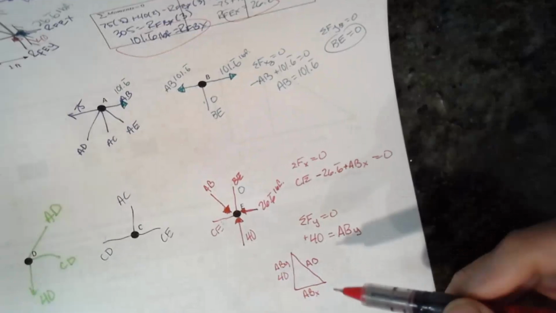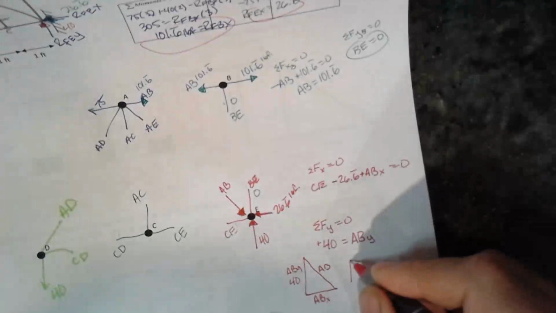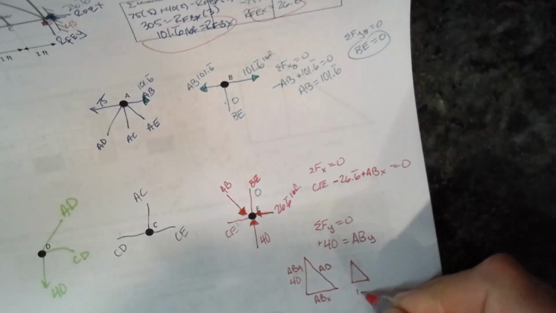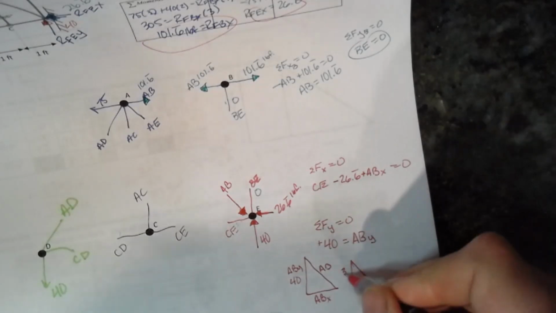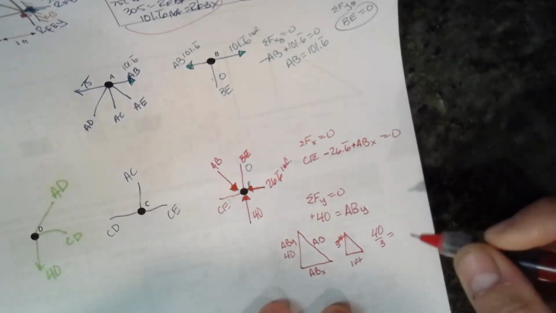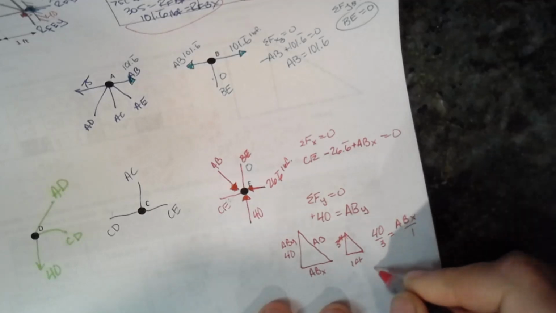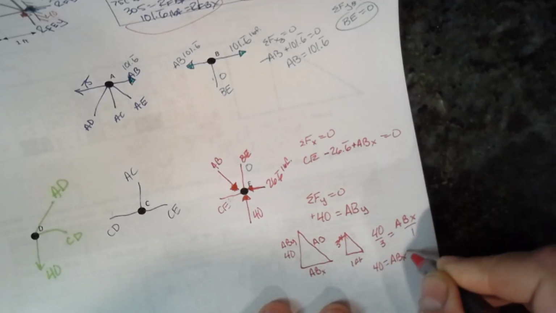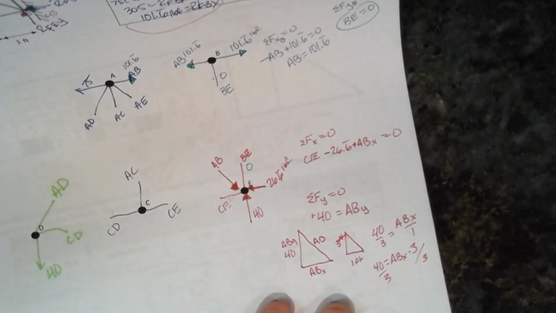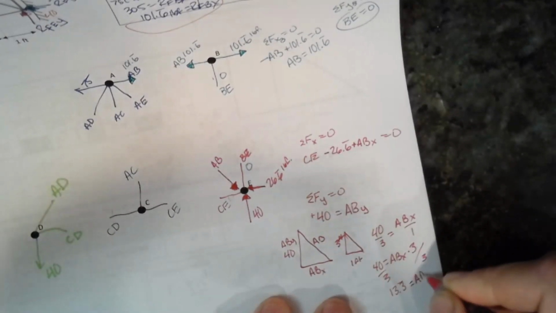And you can use SOHCAHTOA because we can figure out the angle measurement, but I think it's actually easier to use similar triangles. And look at AB over there. It's 1 foot and it's 3 feet. So similar triangles says 40 over 3 should be equal to AB in the X over 1. So 40 is equal to AB in the X times 3. Divide both sides by 3. And 40 divided by 3 gives us 13.3 repeating, which is our AB in the X.